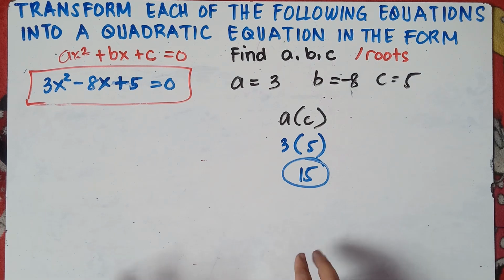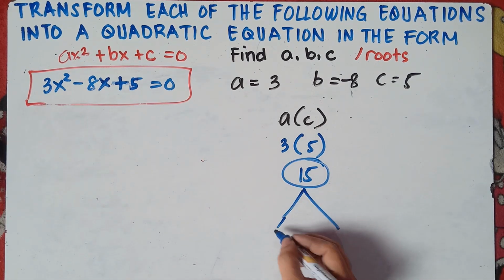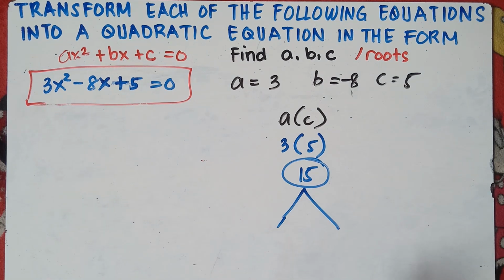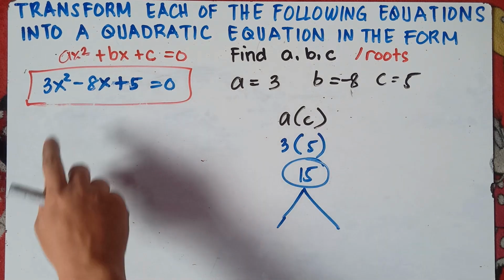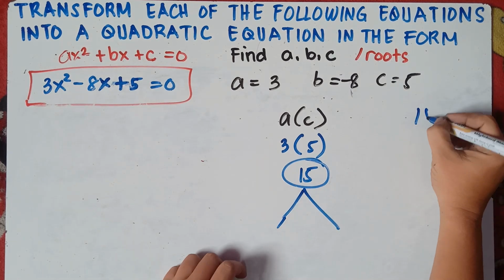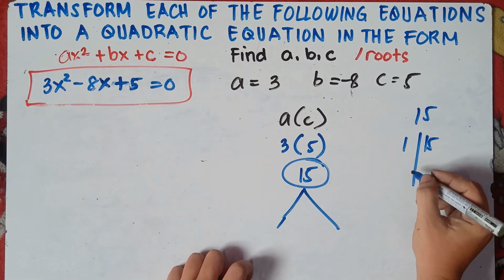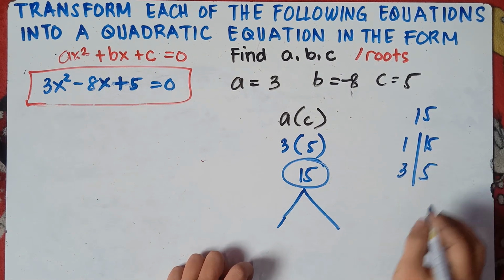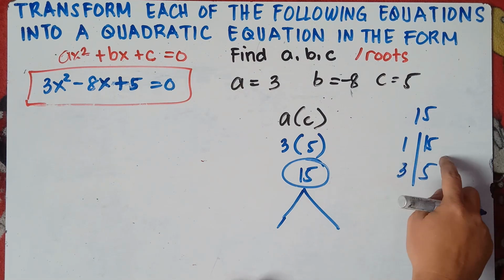Now after you get the product of A and C, you can do the factors, class. You find two numbers that when you multiply, you get 15, and when you combine, you get negative 8. The factors of 15 are 1 and 15, since 1 times 15 is 15, and 3 times 5, which is 15. No other factors for 15.